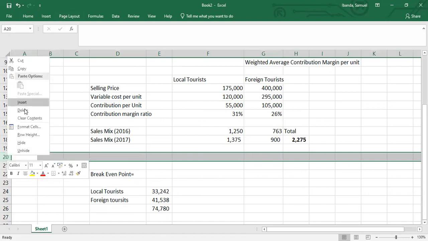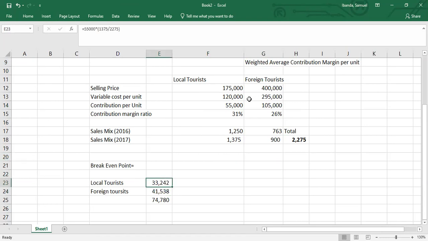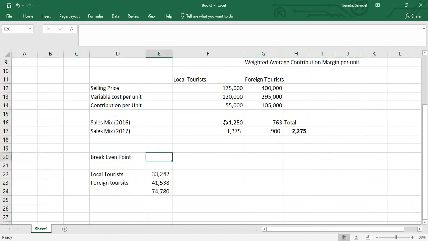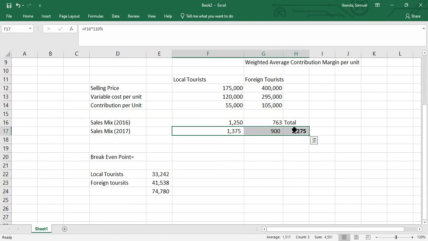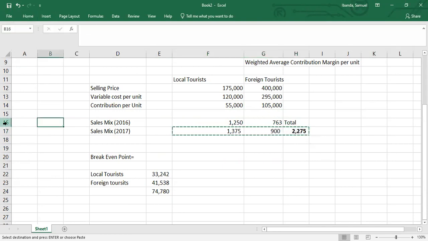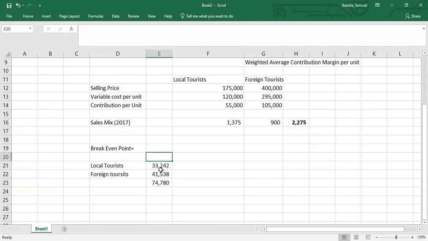Rather, you're supposed to get the contribution. Maybe the percentages may confuse you, so I may remove them. At least you know up to here, and we also know that this was the 2017, so I may even remove this 2016 for you. So you're able to determine your weighted average by doing 55,000 times 1,375 divided by 2,275, and then the same thing with 105 times 900 divided by 2,275, like that.